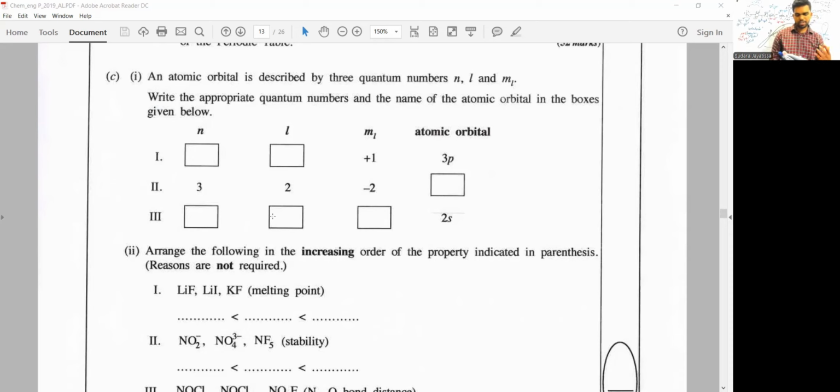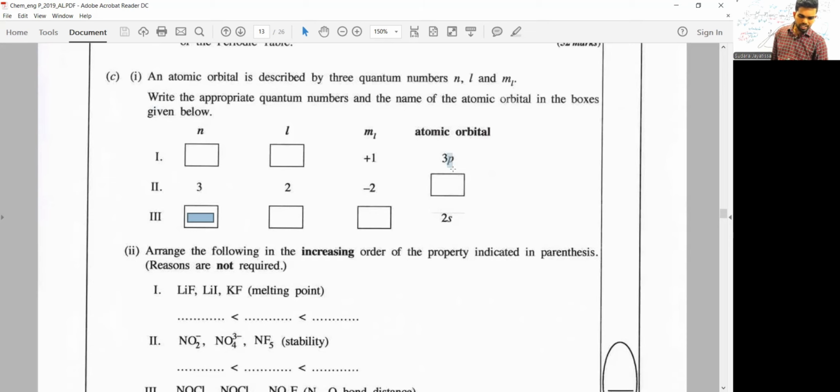If it is a 3p atomic orbital, the first number, that number 3, represents the main energy level. So in the box here, what you have to write? For this one, you have to write 3, because it is 3p, that means it is in the third energy level. In the same way, for the last one, if it is 2s, you have to write number 2 here. The first number represents the main energy level.